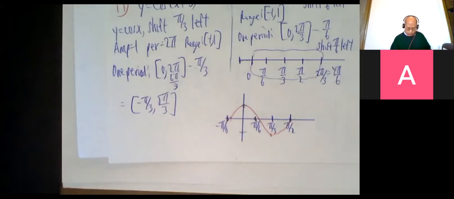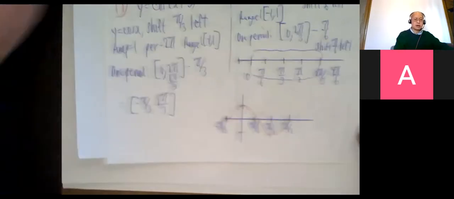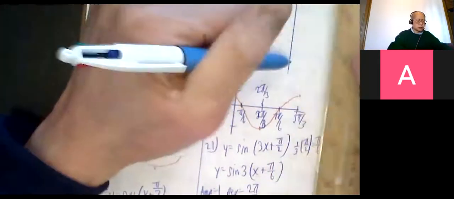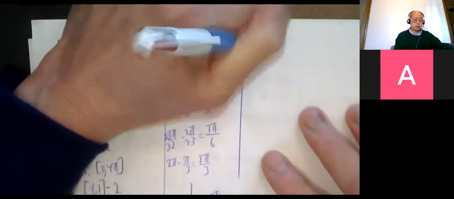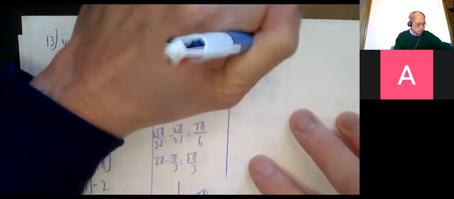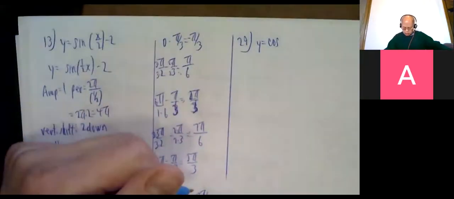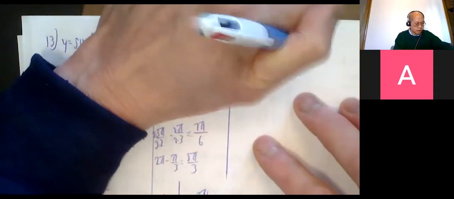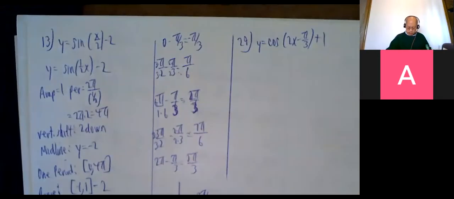Okay, let's make it look a little bit more complicated. 29. So tomorrow's quiz, you're going to get stuff like this. But of course, you can help each other out as normal. Y equals cosine 2x minus pi over 3 plus 1.